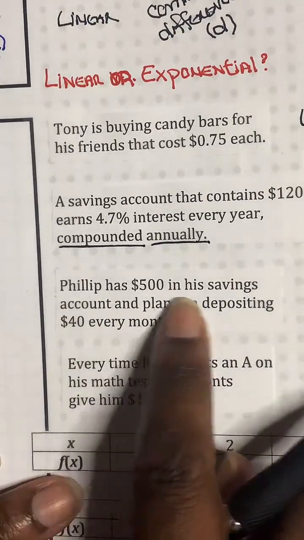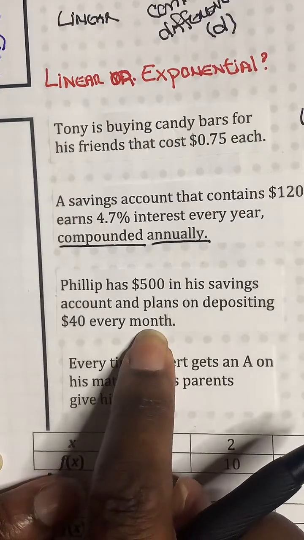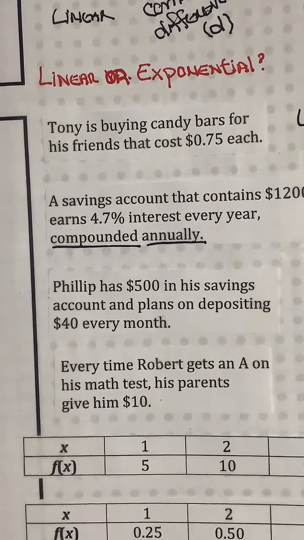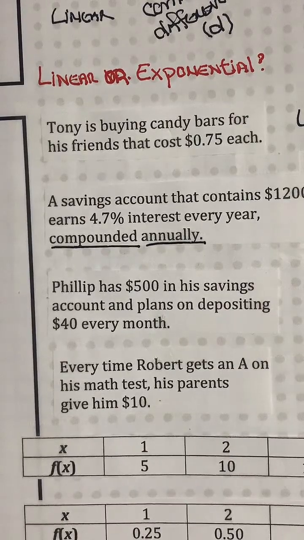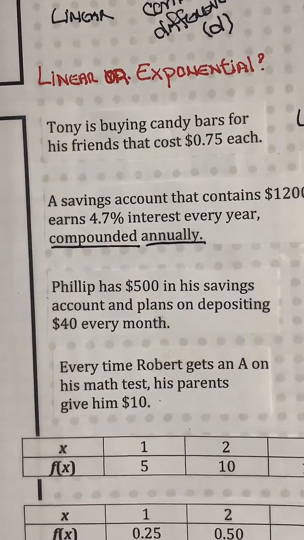Now, Philip has $500 in his savings account and plans on depositing $40 each month. Linear, linear, linear, linear, linear. Pog says decreasing linear. Good.